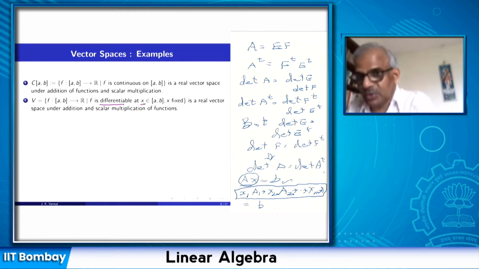Fix a point in the closed bounded interval, and take functions which are differentiable at that point. Then under addition and scalar multiplication, it is a vector space. You know that the sum of two functions which are differentiable at a point is again differentiable at that point. Or if you multiply a function by a scalar, it is again differentiable at x. So differentiable functions at a single point in a closed bounded interval form a vector space.